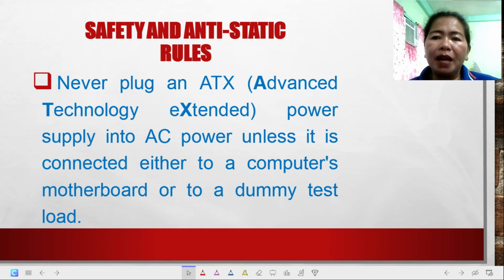Next, never plug an ATX power supply into AC power unless it is connected either to a computer's motherboard or to a dummy test load.